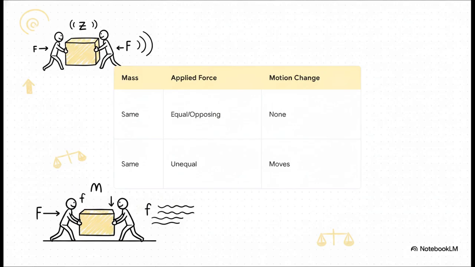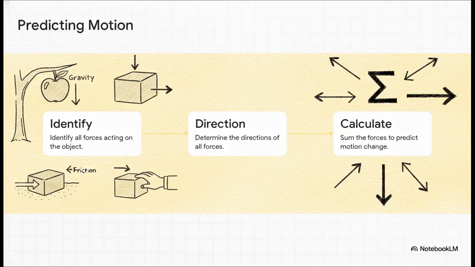But let's say you push much harder than your sibling. Now the forces are unequal. One side overpowers the other, you've got unbalanced forces in play, and that heavy box slides right across the floor. The difference in applied force completely dictates the resulting motion. So how do we predict exactly what's going to happen to an object? It's kind of like a scientific superpower that lets you see the future.